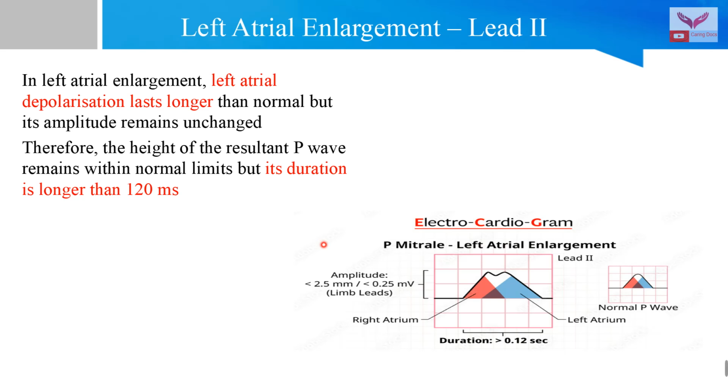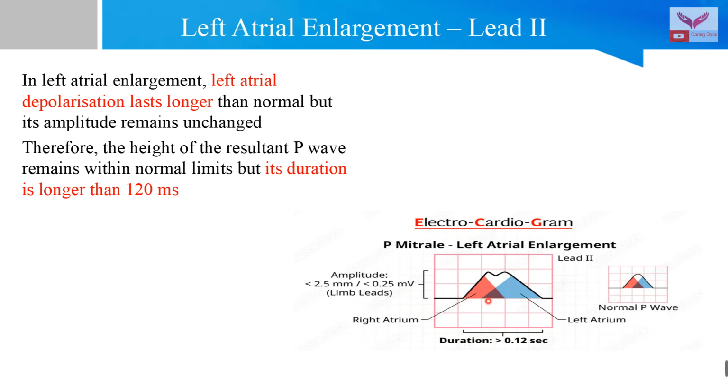Coming to left atrial enlargement, in lead 2, the depolarization lasts longer than normal, but its amplitude remains unchanged. Therefore the height of the resultant P wave remains within normal limits, but its duration is longer than 120 milliseconds. So in left atrial enlargement, the amplitude is usually less than 2.5 millivolts, but its width increases.